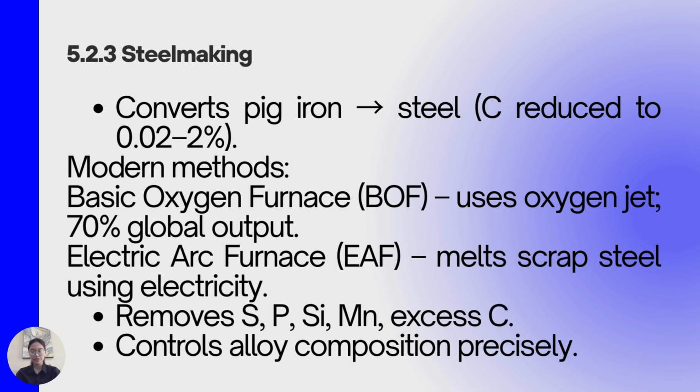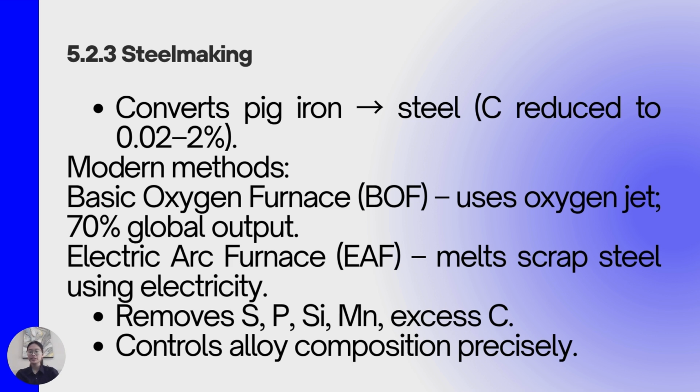In the basic oxygen furnace, molten pig iron is poured into a large refractory-lined vessel. A high-purity oxygen jet is then blown at supersonic speed onto the molten surface. This oxygen reacts vigorously with carbon and other impurities, which form gases that escape from the melt. This process is fast, typically less than an hour, and is capable of producing large batches of steel efficiently. It now accounts for roughly 70% of the world's steel production.